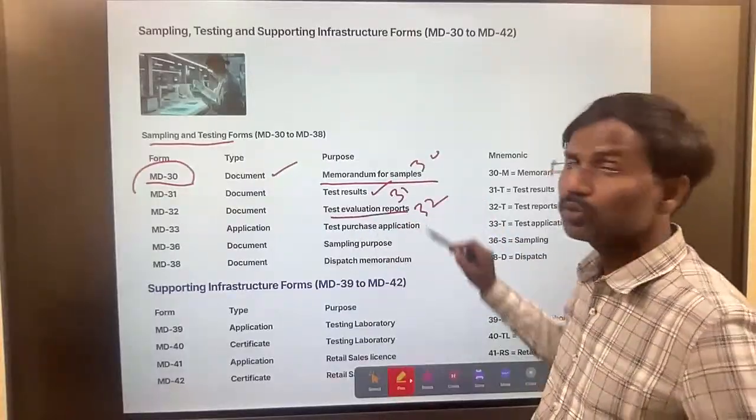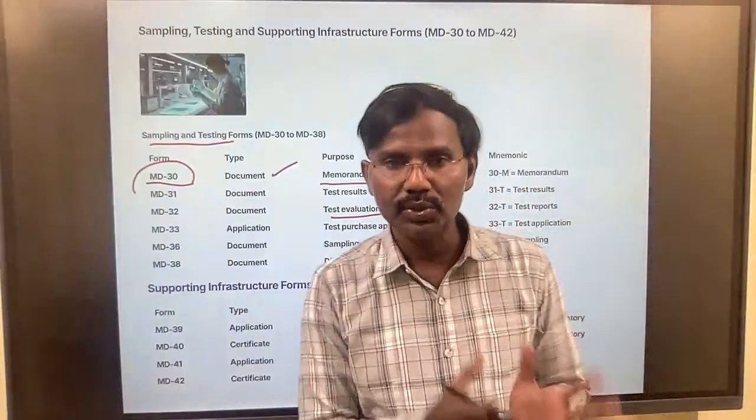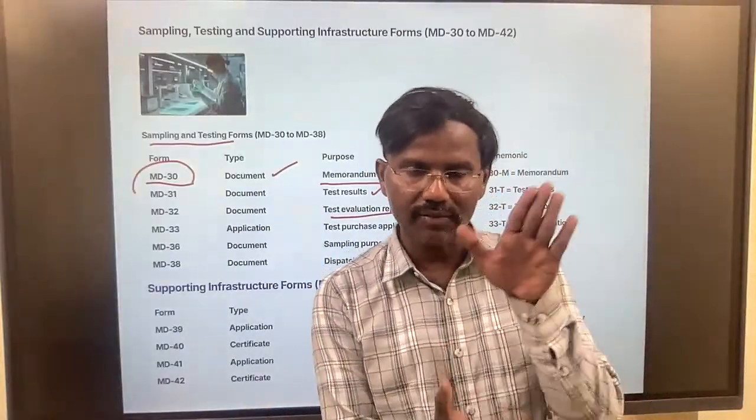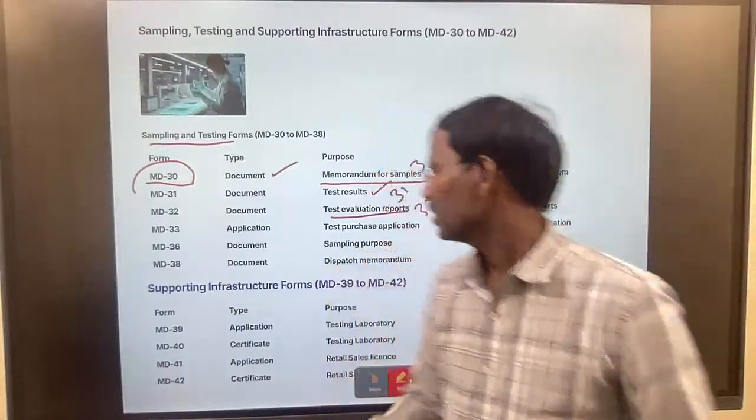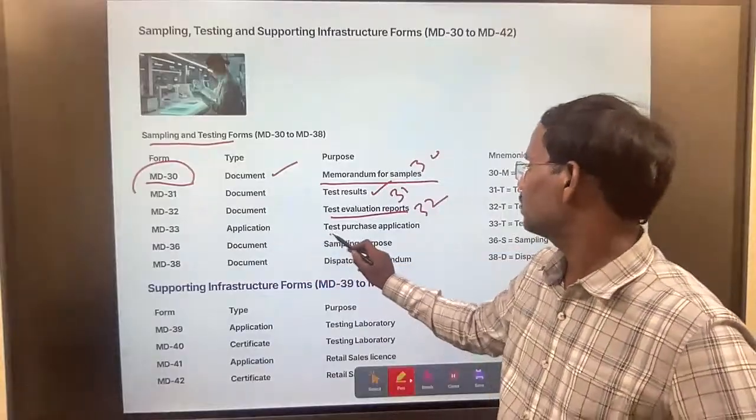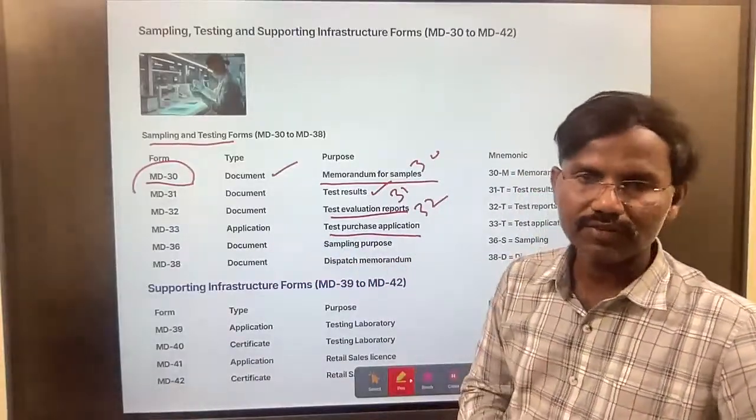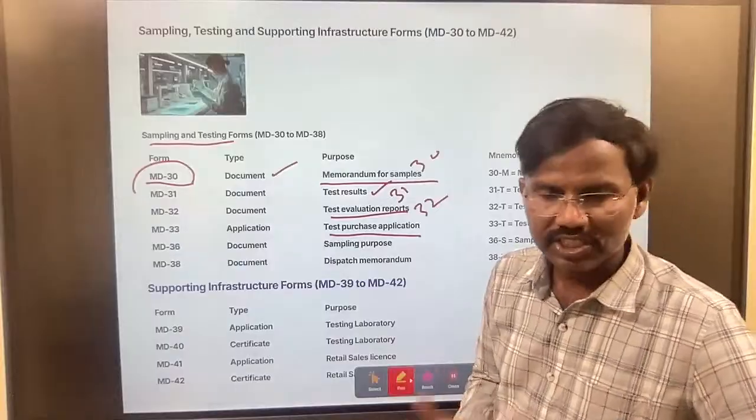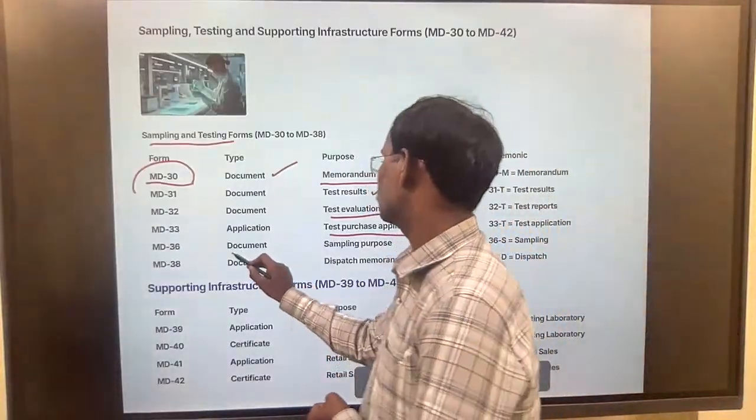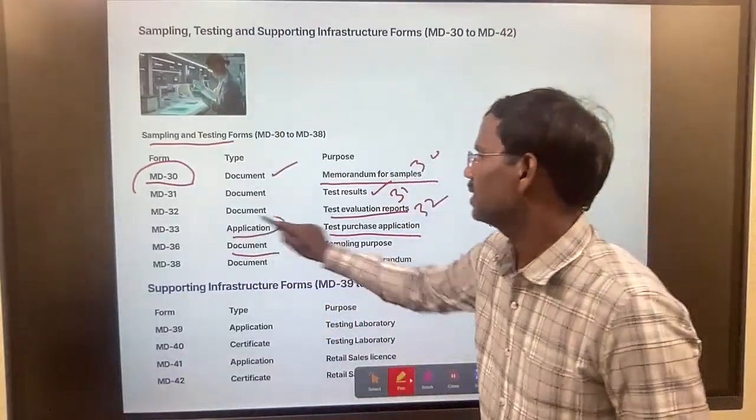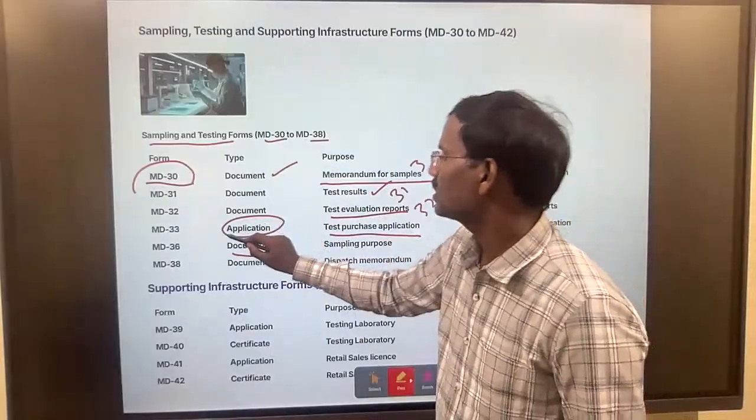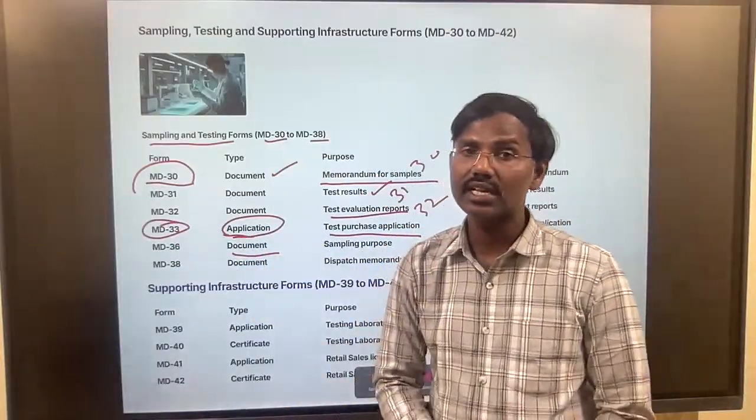Three copies of the test report should be submitted. What are the protocols the testing officer used, whether international standard protocols or what, they have to submit in a separate packet. That is 32. And then 33 is the test purchase application. If you want to apply for any new test, then they can go for the application. From form 30 to 38, all are documents. Only 33 is the application.